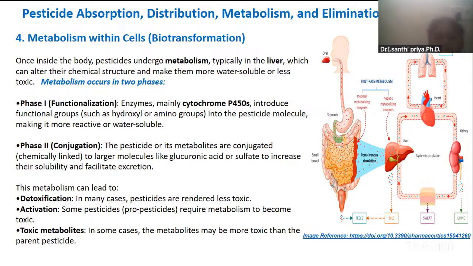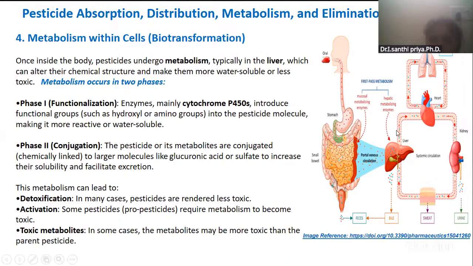Once inside the body, pesticides undergo metabolism, typically in the liver, which can alter their structure and make them more water soluble or less toxic. Metabolism majorly occurs in two phases. In phase one, functionalization happens, and in phase two, conjugation happens. In phase one, we will see in detail what happens. It will majorly happen here in the liver.